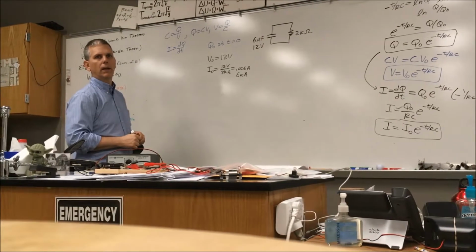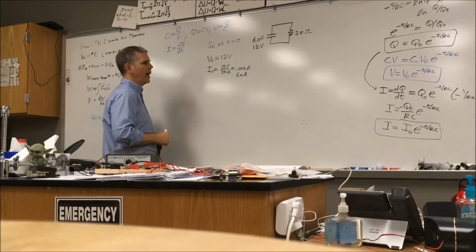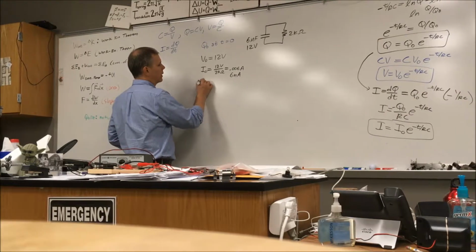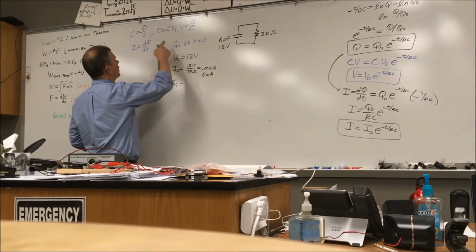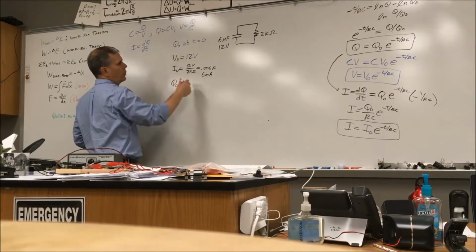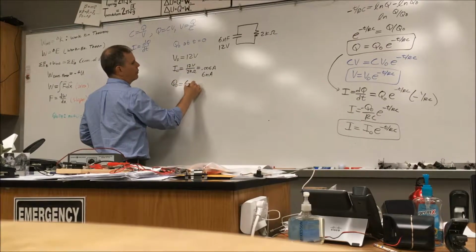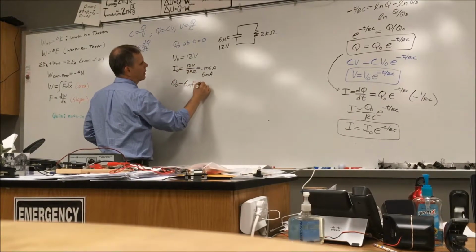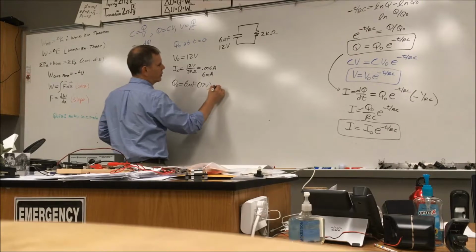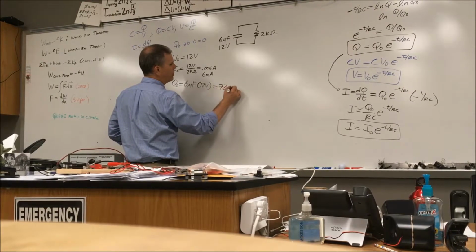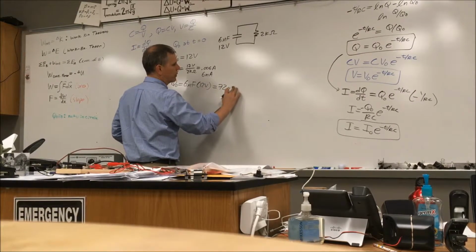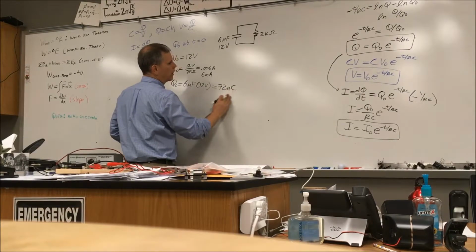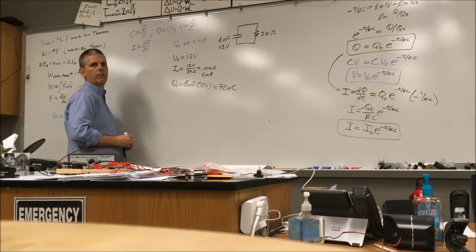We good on that? Yes? All right. And we need Q naught. Well, Q naught equals C times V, which would be 6 microfarads times 12 volts, which equals 72 microcoulombs. We all good so far?